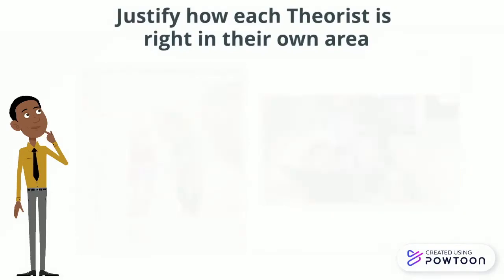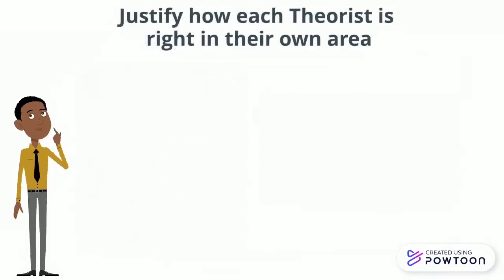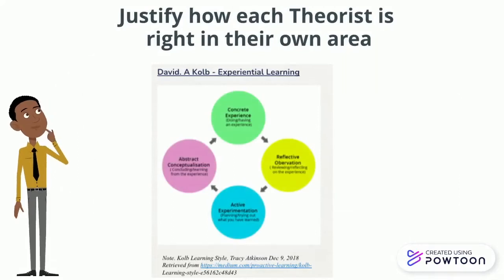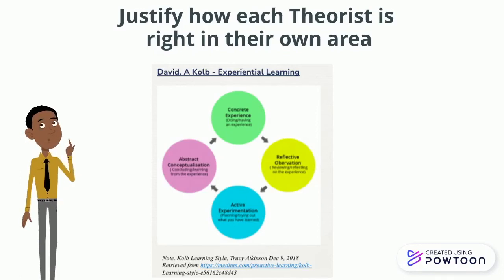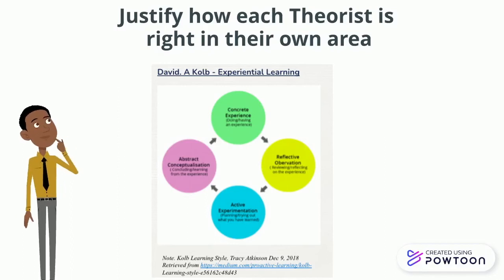David Kolb focuses on experiential learning, which may be termed as learning by experience or when you learn by reflecting upon what you are doing. David Kolb is right in his theory area because, as the saying goes, experience is the best teacher. In Kolb's model, learning is presented as a four-stage cycle of grasping and transforming experience. Of the four stages shown in the diagram, concrete experience and abstract conceptualization are the two modes of grasping experience. Reflective observation and active experimentation are the two modes of transforming experience. Each stage lays the foundation for the one to follow.